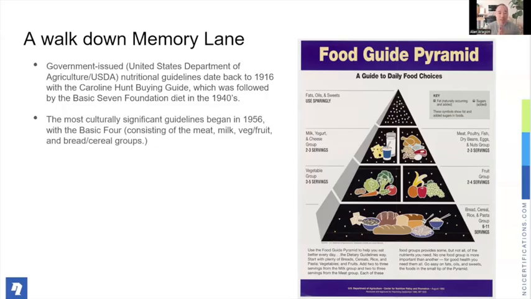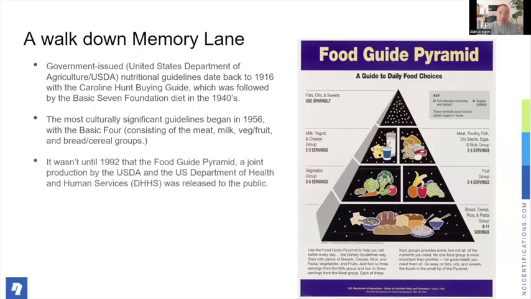They began in 1956. This was the Basic 4 food groups. So everybody, at least a couple generations back and further, we know about the 4 food groups. The Basic 4 consisting of the meat group, the milk group, the fruit and vegetable group, and then the bread and cereal group. So those were the Basic 4 that were put forth in the 1950s.